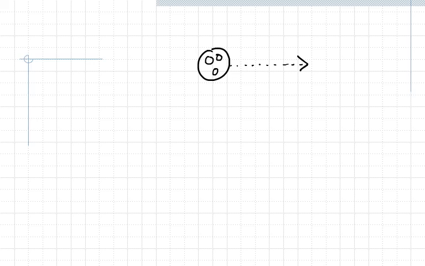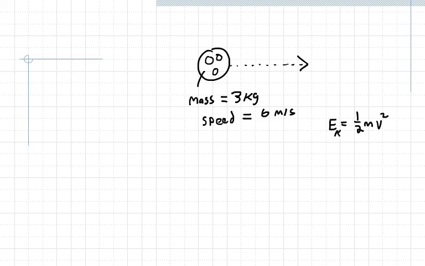All right, so let's go ahead and draw a bowling ball. And let's say that the bowling ball's mass is 3 kilograms. The speed is 6 meters per second. And we want to find out what the kinetic energy is of this object. So, we're very familiar with that. 1/2 mv squared, take the mass times the speed squared. We get 54 joules.